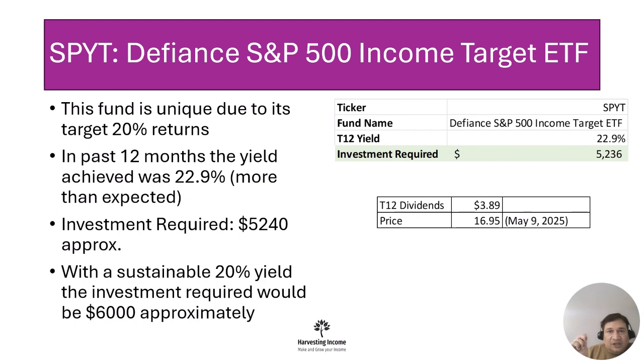So $6,000 can be a benchmark that you can keep to get that $1,200 a year. There can be a few exceptions. There is an interesting fund next where you will need less than that, but $6,000 is, I would say, the minimum mark of capital required to achieve $1,200 a year. Just keep that in mind.